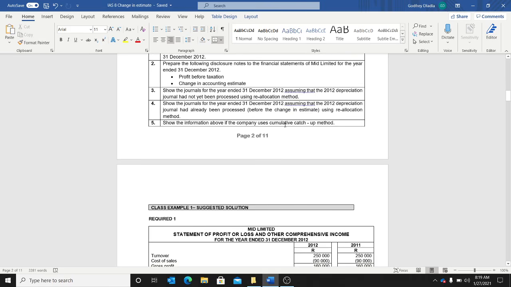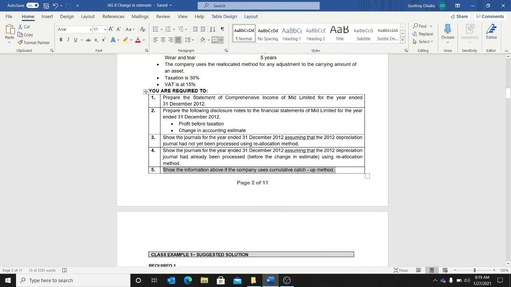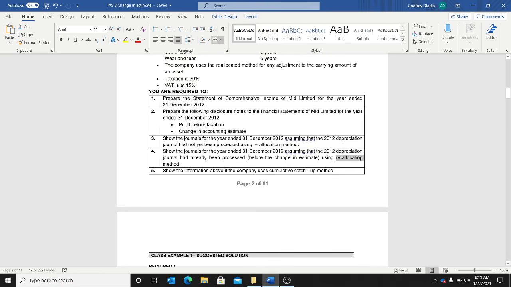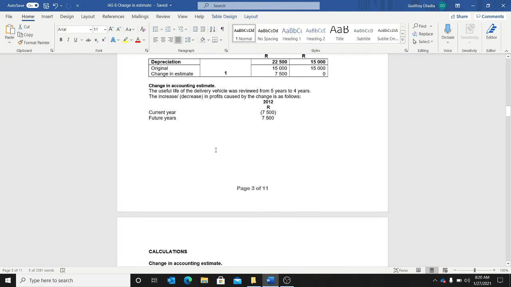Right. So here they are saying, show the information above if the company uses cumulative catch-up. So they're changing here. They're saying if I'm not using this method here and I'm using this one called cumulative catch-up, how will 1, 2, 3, 4 be reflected in our books? Okay. All right.